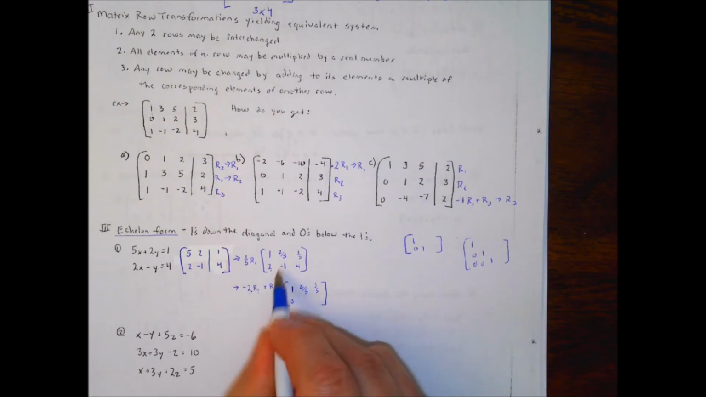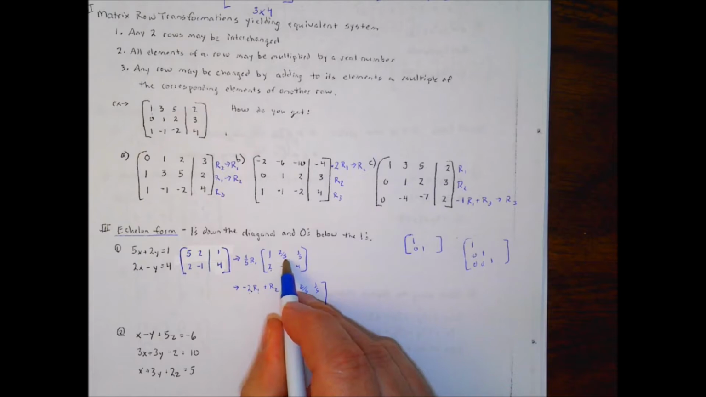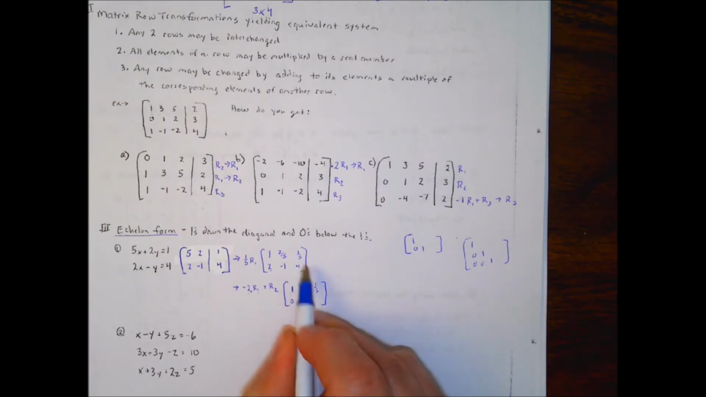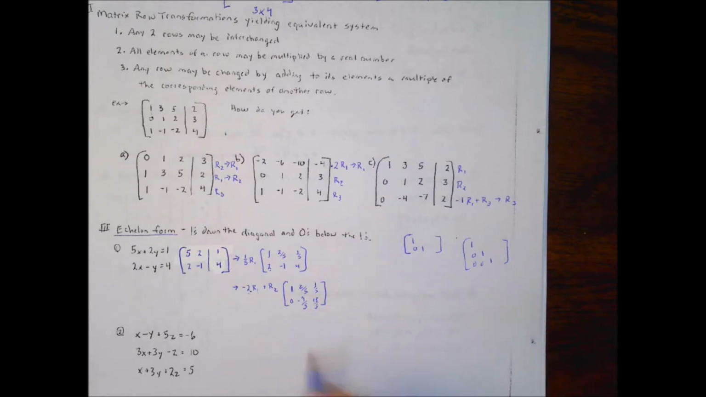We'll go to the next one. -2 times row 1. -2 times this would be -4/5 plus -1 would be -9/5. And same thing here. -2 times this would be -2/5 plus 4 would be 18/5. And you can use decimals too if you prefer that over fractions. Okay, so now we have a 1 and a 0.